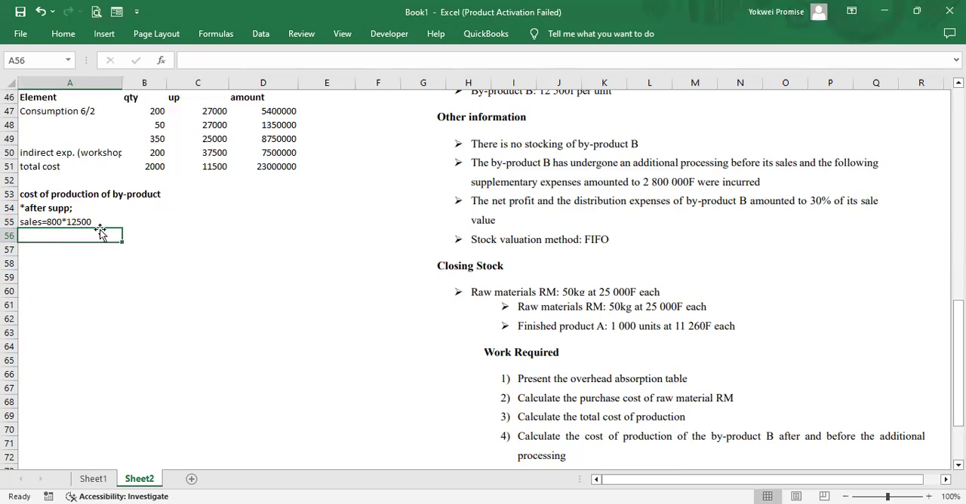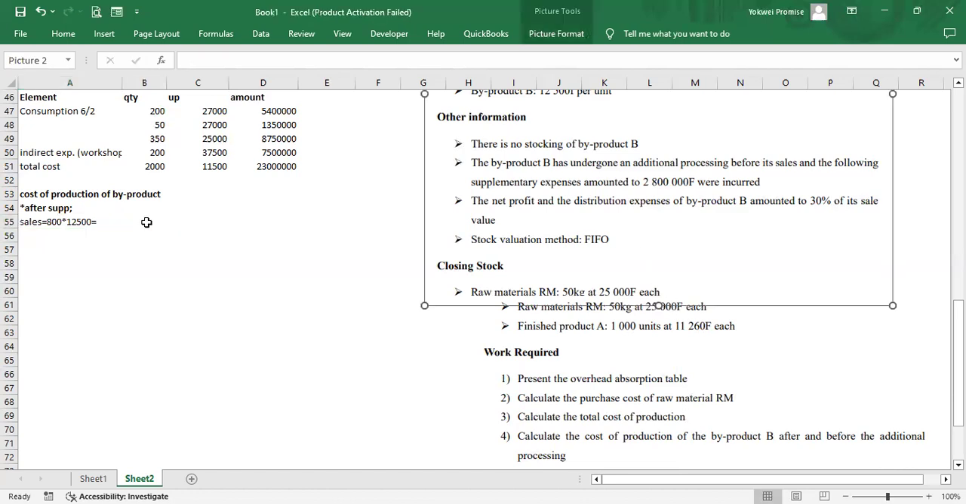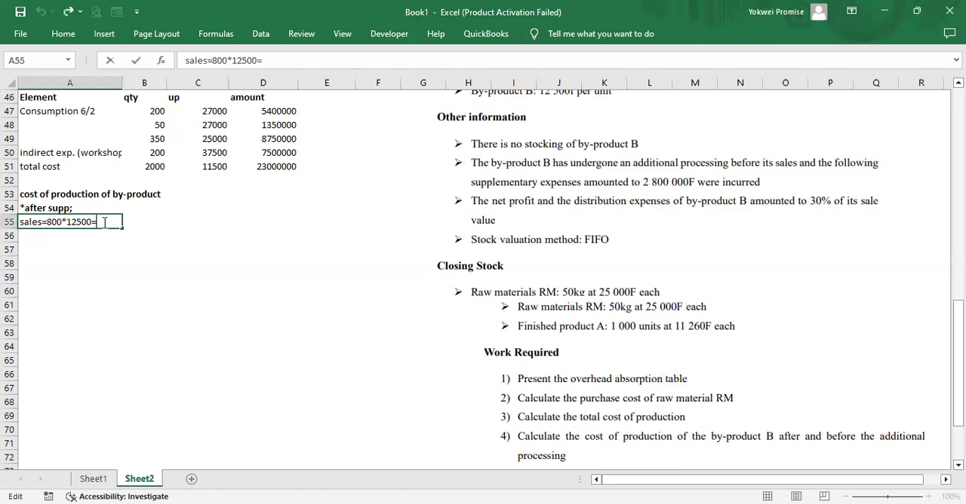So what would be the answer, please? I'm not seeing it very well. Yes, 800 times 12,500. That's 10 million. 10 million. And then they say that what? The percentage of profit is what? Is 30%. So for us to know the cost after the supplementary treatment, we are going to take what?